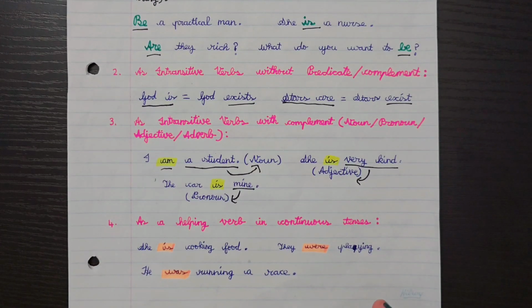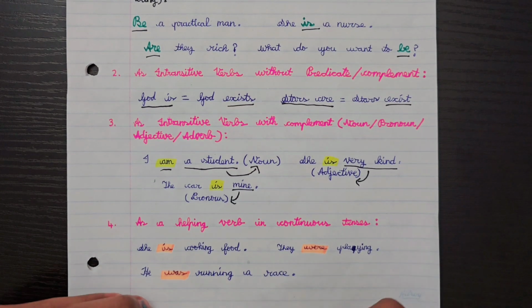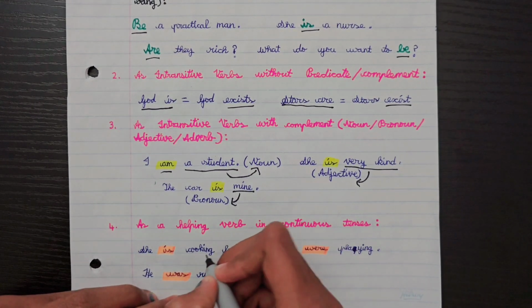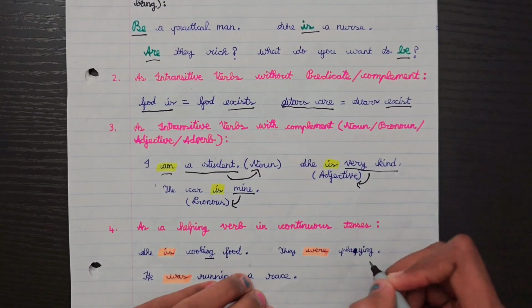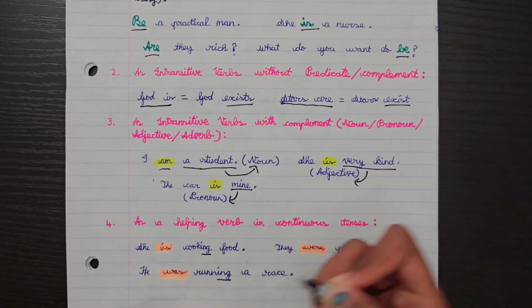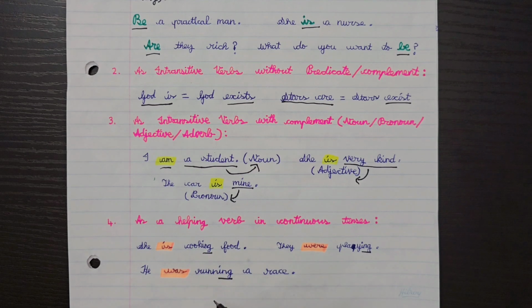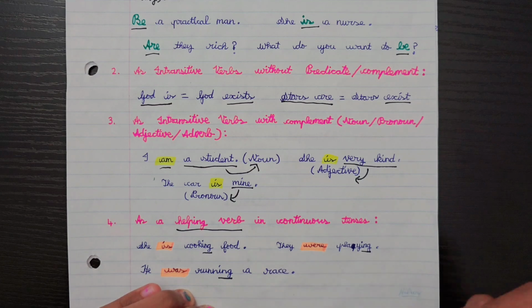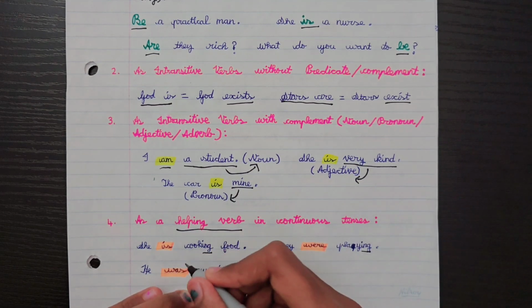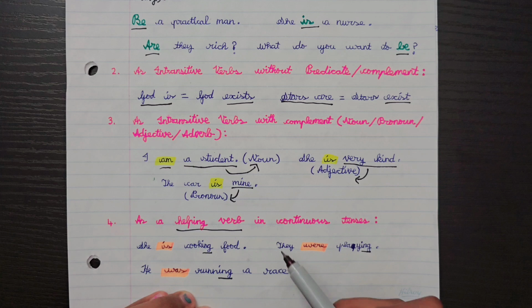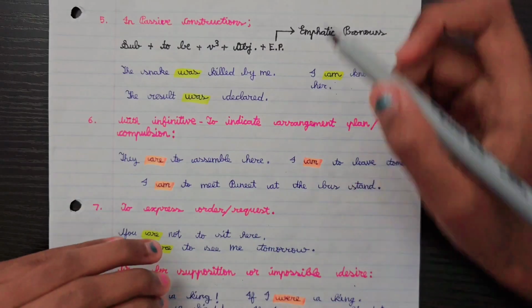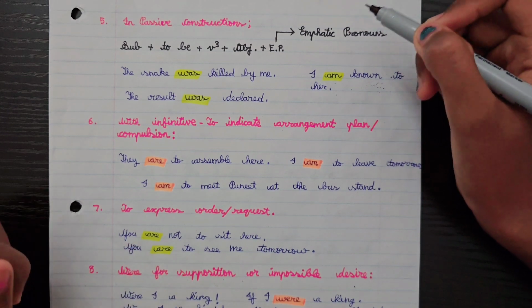Fourth function: as a helping verb in continuous tenses. So it functions as a helping verb in continuous tenses. Do you know what a continuous tense is? The verb that ends with ing. Look. And here is, was, were, etc. function as a helping verb in these sentences. For example, she is cooking food. He was running a race. They were playing.